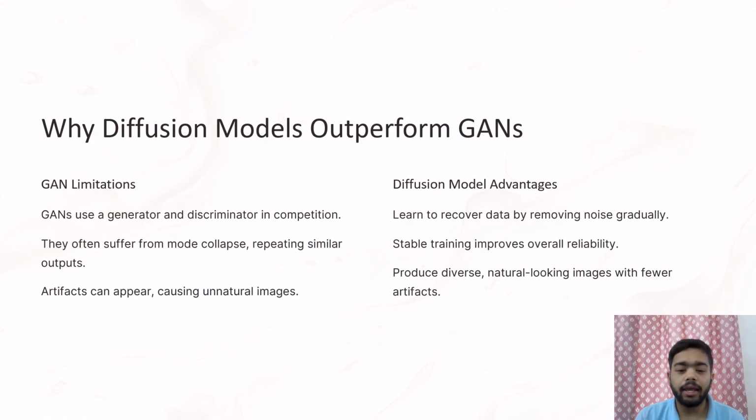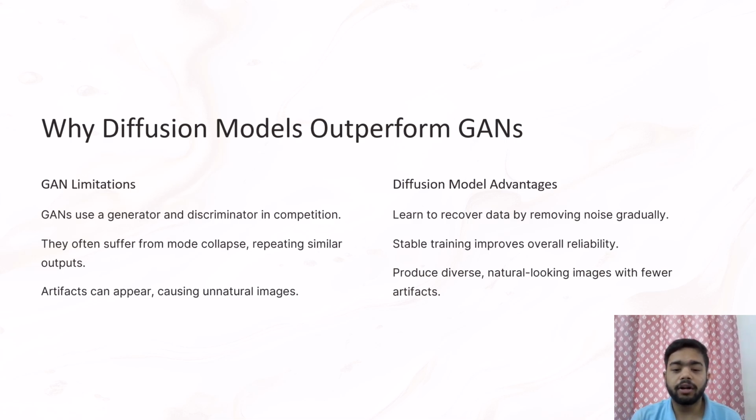Now let's see why diffusion models outperform GANs. We'll compare diffusion models to GANs. So let's begin with the limitations that GANs have. GANs pit a generator against a discriminator in a zero-sum game. However, this can lead to unstable dynamics. The issue is that they frequently suffer mode collapse, where only a few styles or subjects ever appear. And they can also produce visible artifacts, unnatural edges, strange textures that give them away.